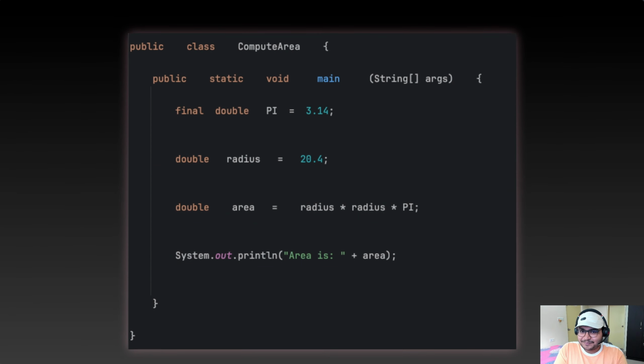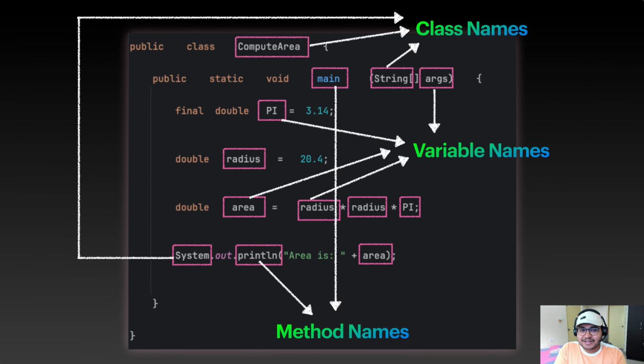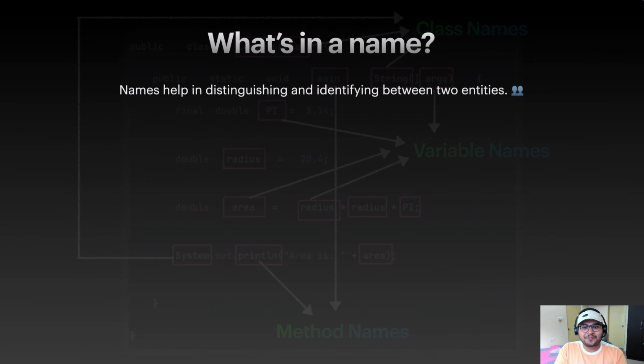Remember this Java program? Class names like ComputeArea, String, and System. Method names like main and println. Variable names like radius, area, and args. All of them are identifiers. Let's understand what are identifiers in Java programming language.